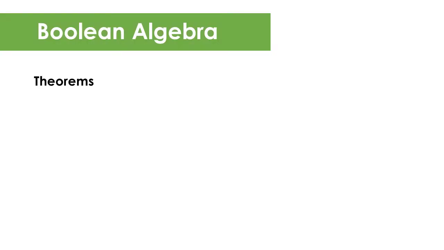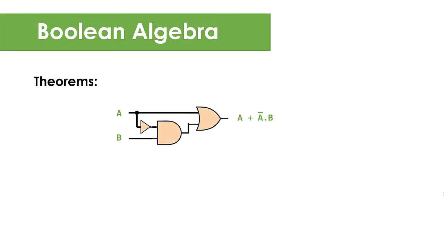Now, aside from the laws and rules, we also have what we call theorems. Consider this given circuit. The equivalent Boolean expression of this is A plus A bar B. This is somewhat similar to our derived rule shown previously, but actually they are not the same. You cannot factor out A because they represent different signals. In fact, you cannot apply any rules here to further simplify this expression.